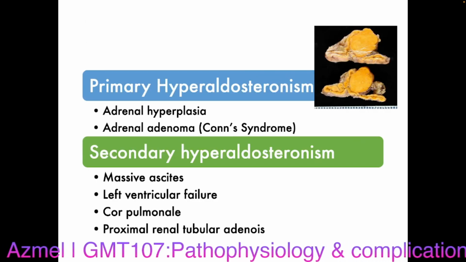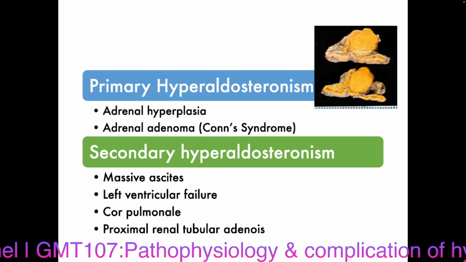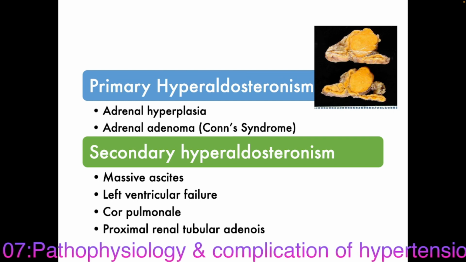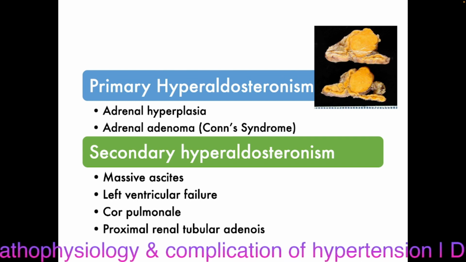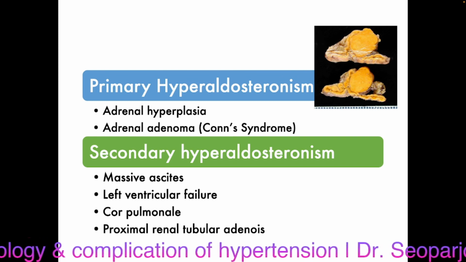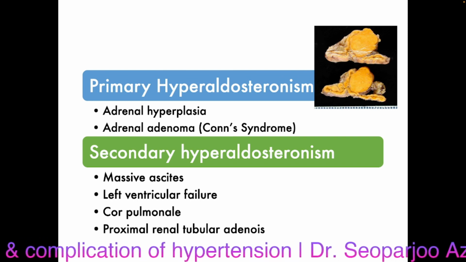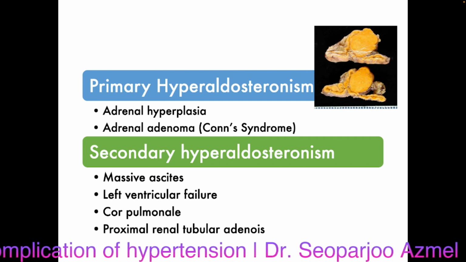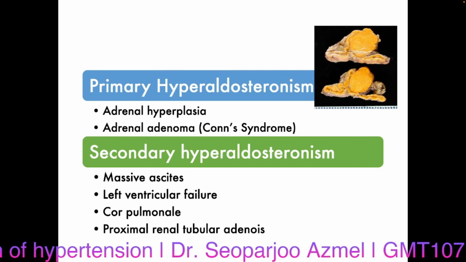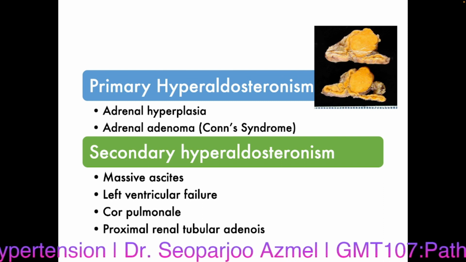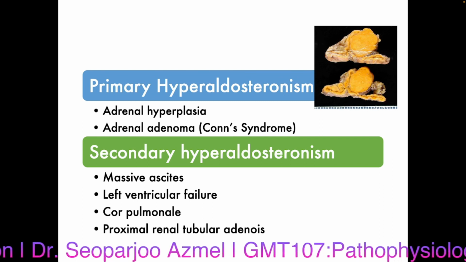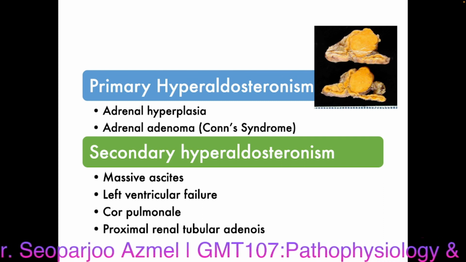Alright, for the primary, this is just an example of primary hyperaldosteronism. I think you have already gone through this kind of pathology in the GMT107, the endocrine system. So you can have a look back regarding the primary and also secondary hyperaldosteronism. This is just to highlight to you the conditions that can cause hypertension.